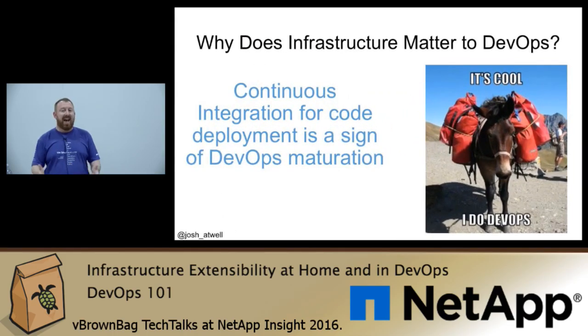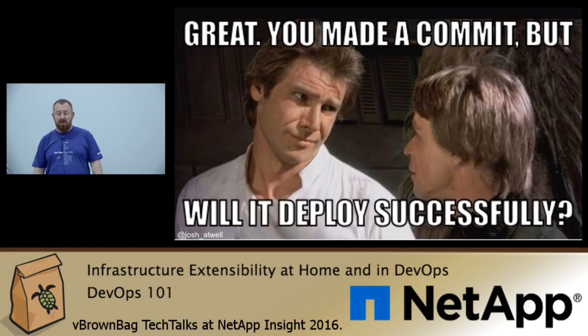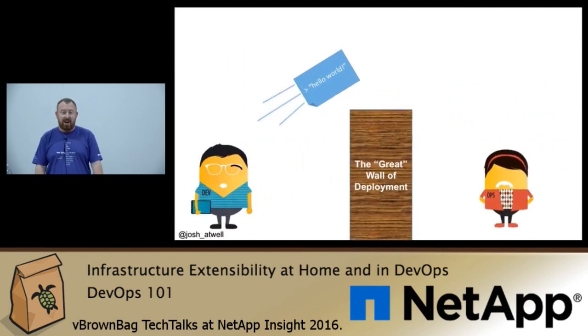Now, what does this have to do with DevOps, right? I've been talking about home and home automation. Being able to deliver code in a continuous fashion is a sign of DevOps maturity. And in order to do that, infrastructure plays a big part. Because great, you made a commit. You wrote some code, but will it actually deploy? Can you actually get it into the hands of the users and the people who are going to be using that application? If you're not, then it's not real useful.